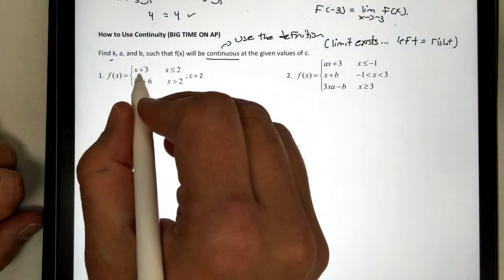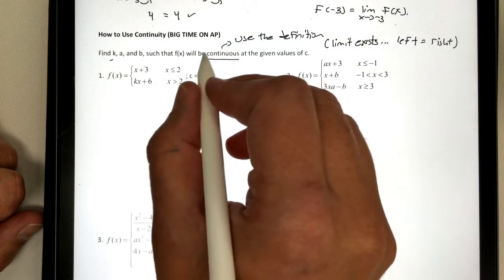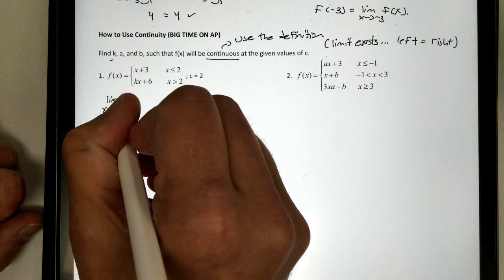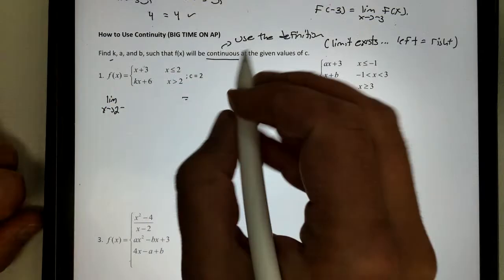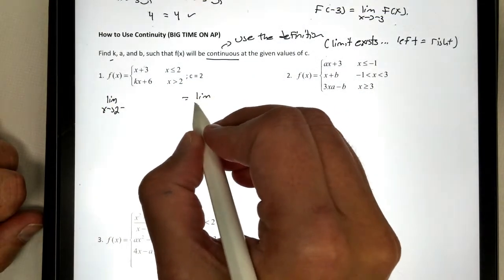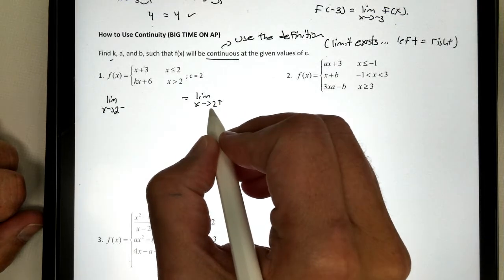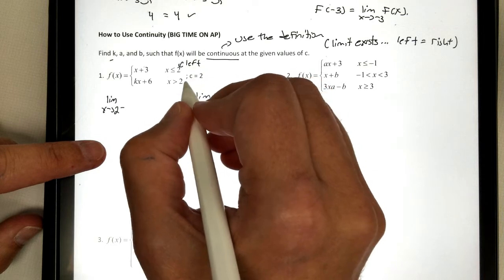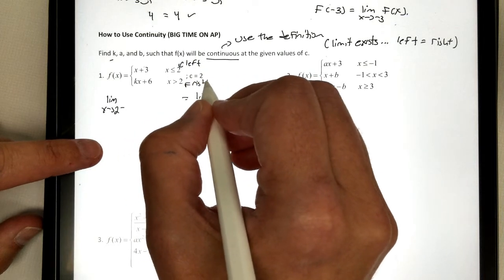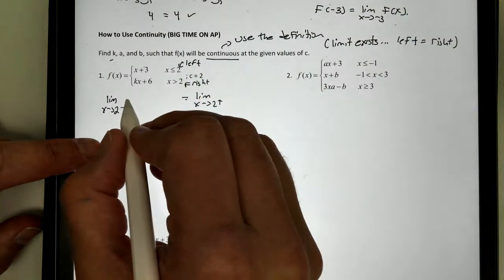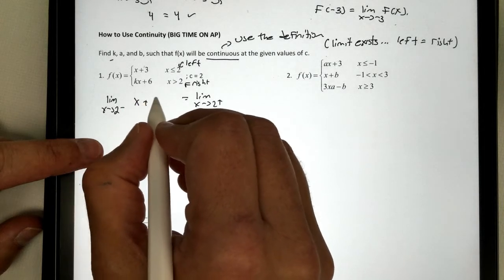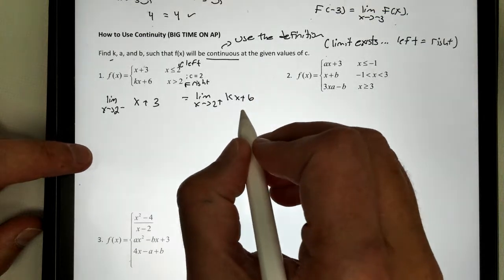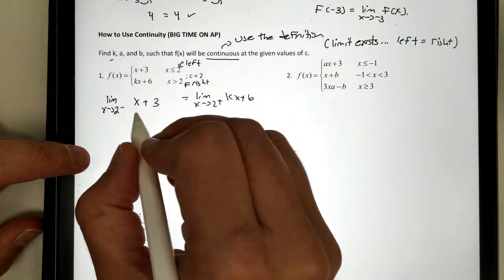We are going to take the limit, because again, it's telling us to use continuity. So we have to use the limit as x approaches 2 from the left, set that equal to the limit as x approaches 2 from the right. Now, our left-hand limit, that's this top one up here, and there's our right-hand limit, because it's greater than 2. So on the left, we're going to put this x plus 3, and on the right, we're going to have this kx plus 6.